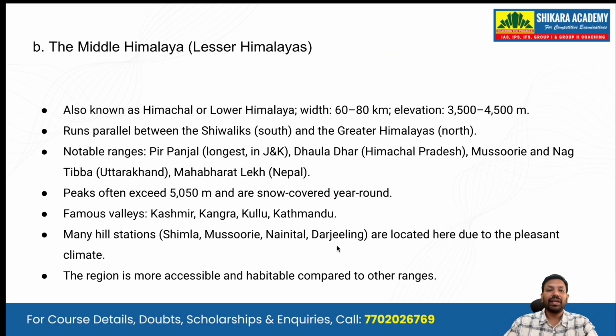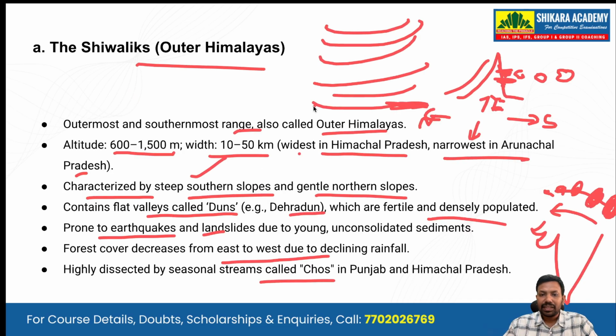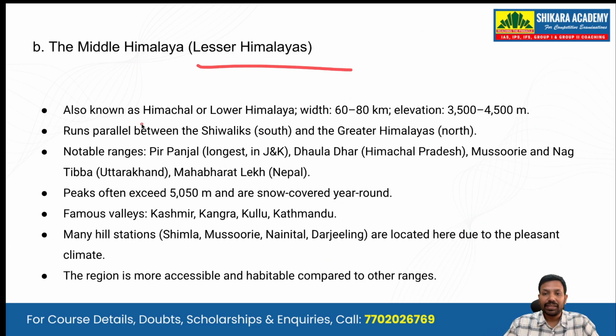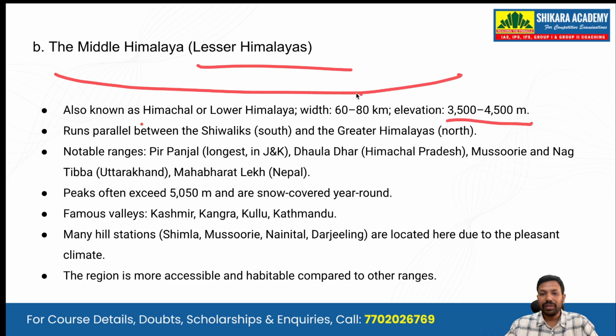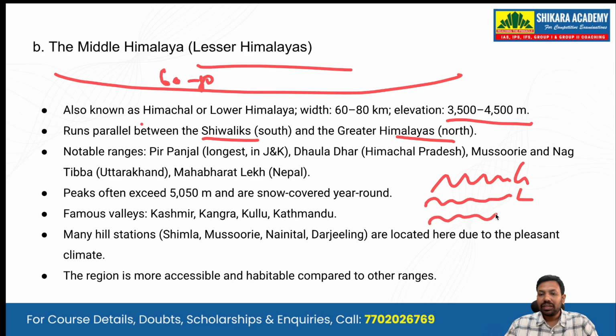And now we have the middle Himalayas, the lesser Himalayas. What exactly is lesser Himalayas? Before going to the greater Himalayas, you are in the southernmost right now. As I said, Shiwalik is the southernmost. Now you went much beyond it. That is the middle Himalayas, lesser Himalayas. Of course, the length is not lesser. The height is almost 3,500 to 4,500 meters, and similarly we have a width of 60 to 80 kilometers, running parallel between Shivaliks on the south and Greater Himalayas on the north. As I said, these are Greater Himalayas, these are Lesser Himalayas, and these are Shivaliks.